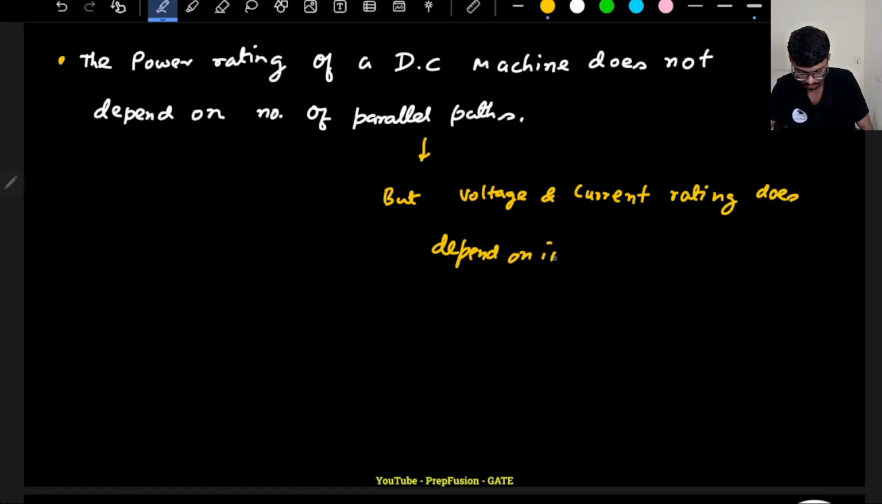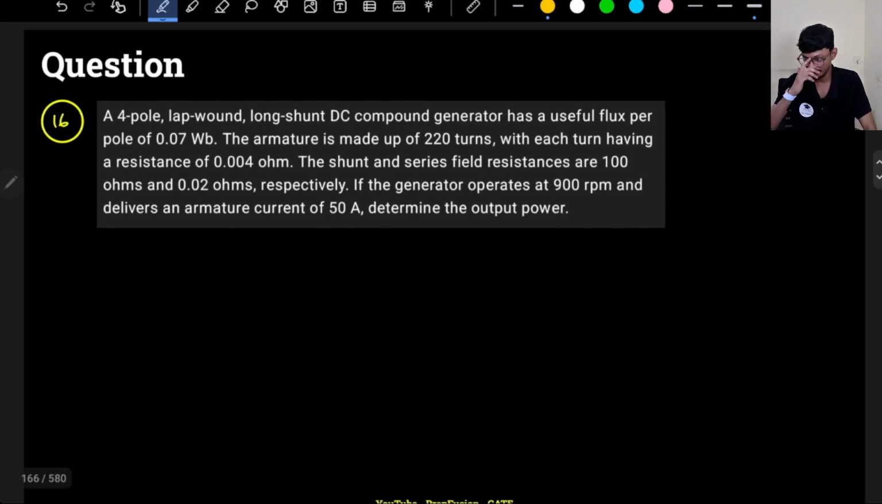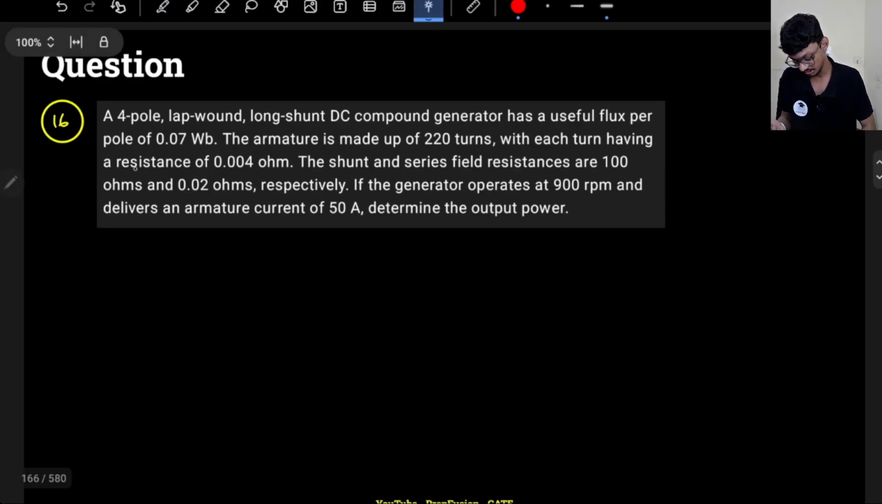So this is a very important conclusion that we should take away, right? One more question is there. I actually wanted to take this when we were discussing compound machines, but at that point of time we did not know the number of parallel paths and all those things. So that's why I had to delay this question. Okay, so let's solve this question.